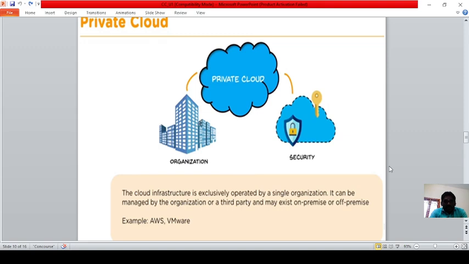Private clouds are provided by many providers, for example, Amazon AWS and VMware. These are some of the private clouds. The private cloud means the cloud will be deployed for one single organization. The organization's people can access the private cloud with the help of security concepts like username and password, or any other security concepts. Any third party cannot access the private cloud. That is a private cloud.